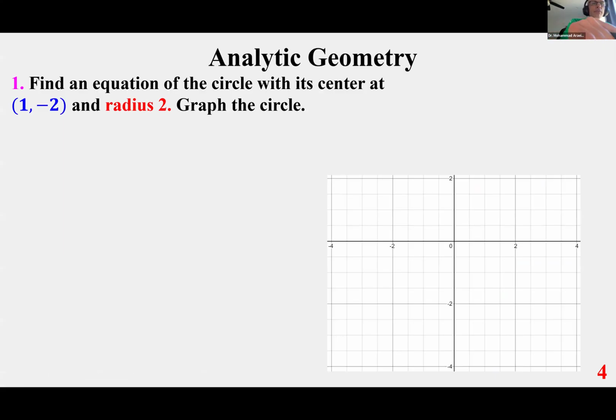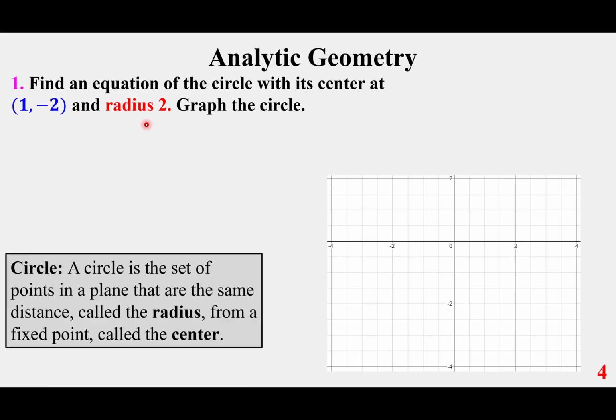Now, let's start with a circle. Find an equation of a circle with its center at (1, -2) and radius 2. Graph the circle. Well, what is a circle? As far as the definition goes, we know how to come up with a circle. Definition: a circle is the set of points in a plane that are the same distance, called the radius, from a fixed point called the center.